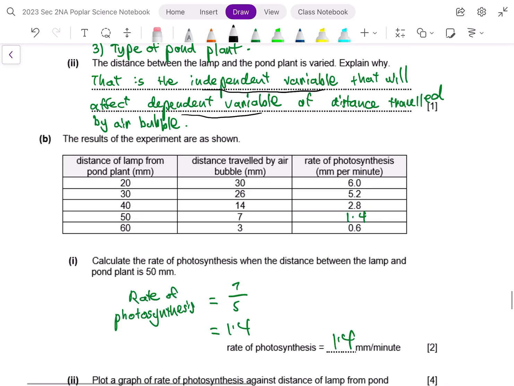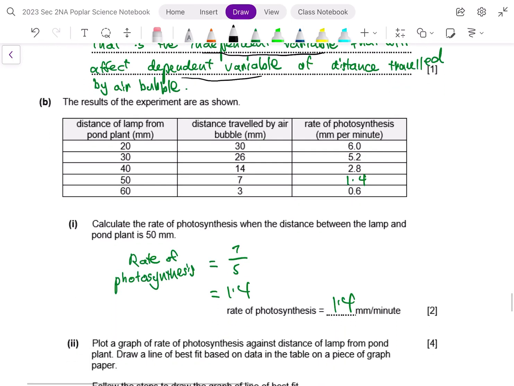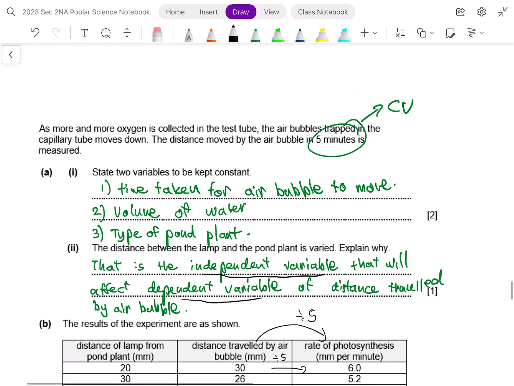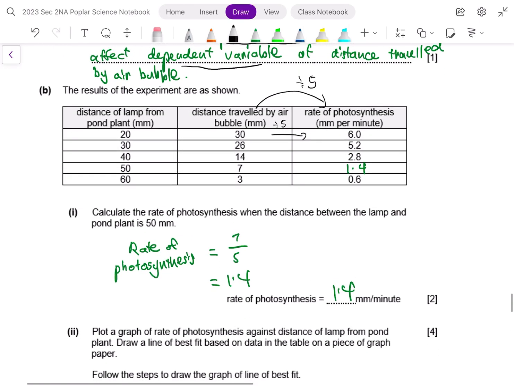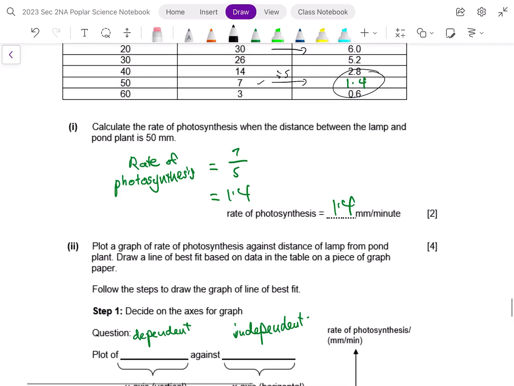Then you are given a table and asked to calculate the rate of photosynthesis. What you notice is that there's always a divide by 5, from here to here for every row, because the time is 5 minutes. So if it's 7, same thing, you divide by 5, you should get 1.4. So that's why the final one is 1.4 over here. Alright, then after that is filled up.